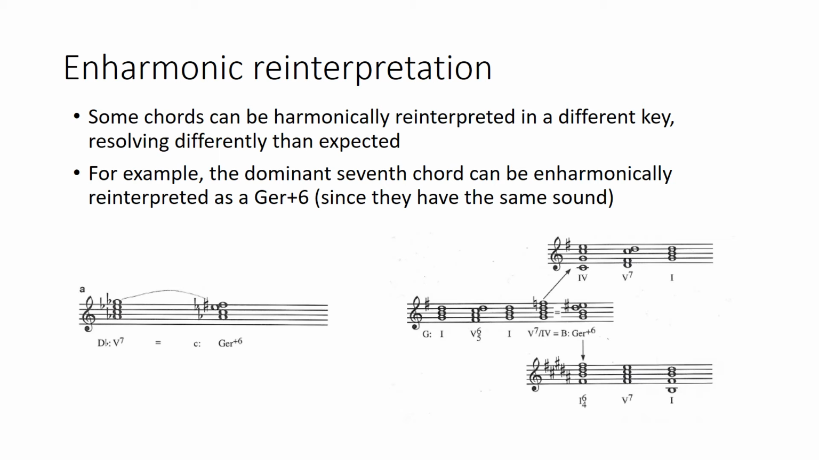Now, if we respelled that G, B, D, F natural as G, B, D, E sharp, which your ear can't see, then that E sharp is going to resolve up, and we're going to go in a different place. And we have now modulated to the key of B from the key of G. Okay, so that is a way you can modulate through an enharmonic reinterpretation of a chord.